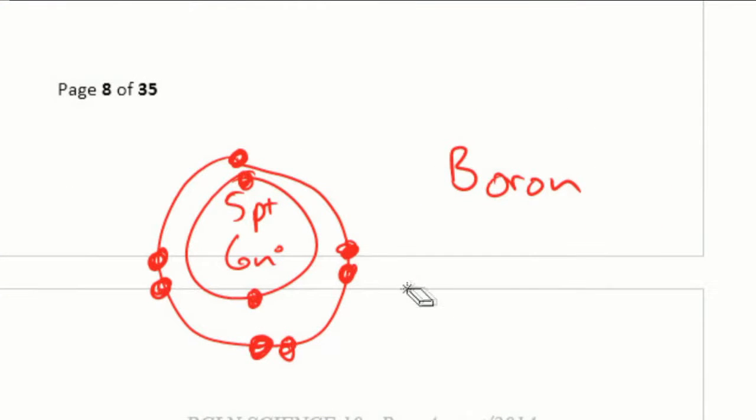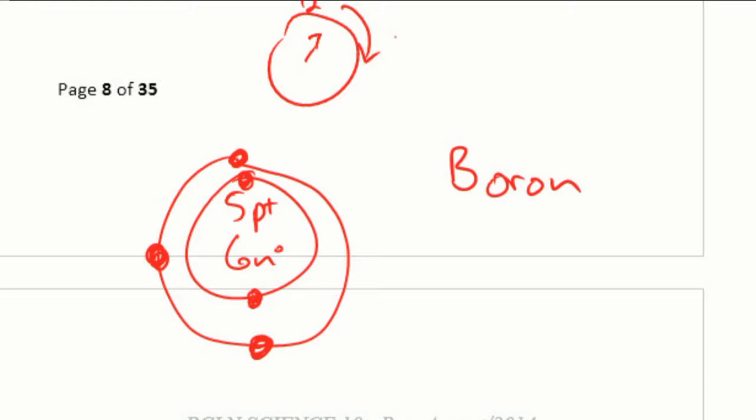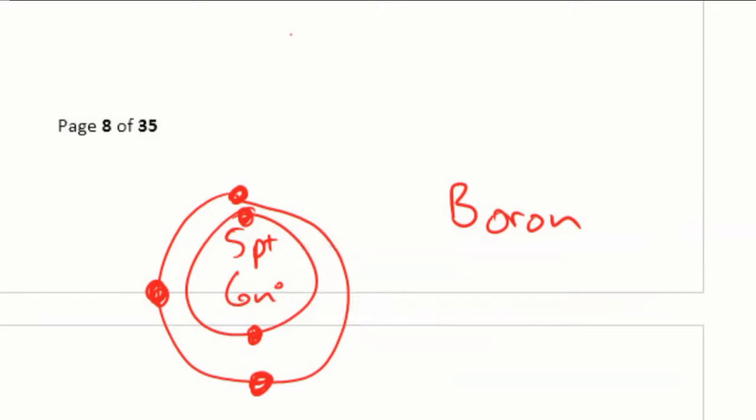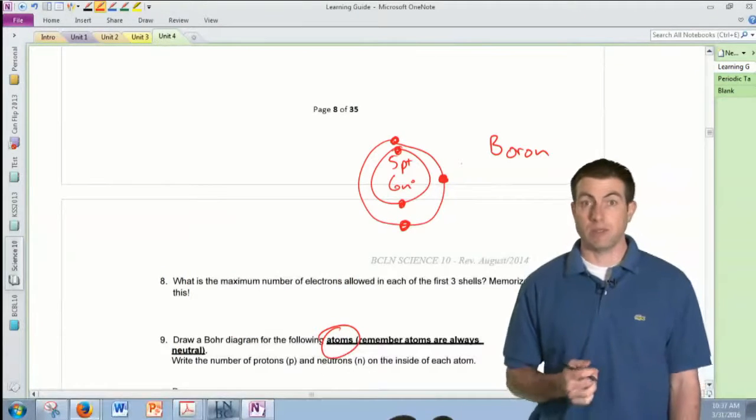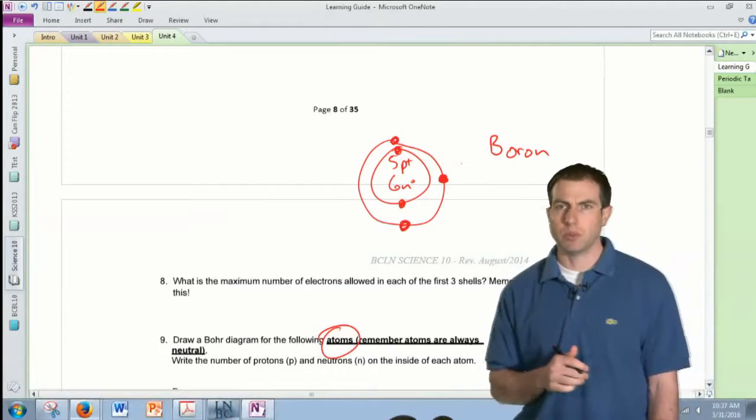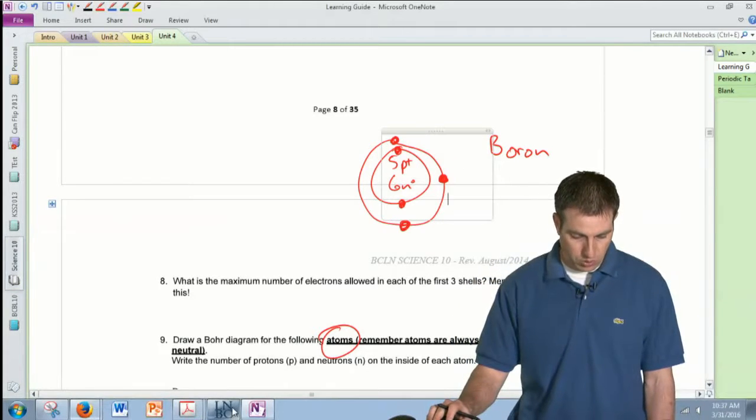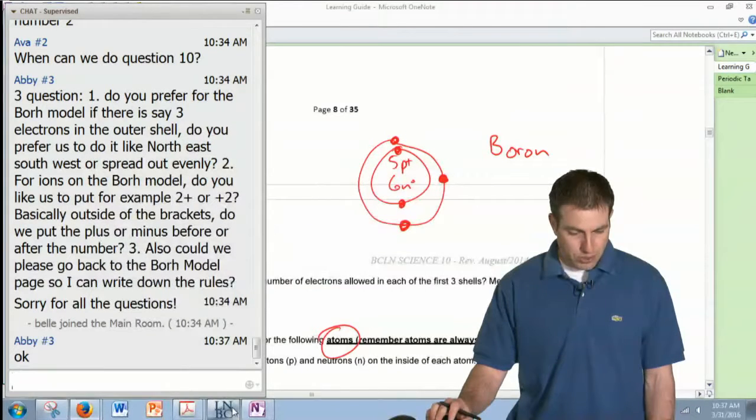Yeah, it's a great question. Just rate them as, there you go. Go like north, then east, then west. If you put it north and east and south, sorry, if you put it on this side, that's fine as well. When I'm thinking kind of like a clock, I start at 12 and go that way, it's just kind of habit, I guess. There's no rule that says the electron has to be on the right side. You'll see these things drawn in all sorts of different ways. It doesn't matter where that electron ends up. So it's just preference. Try to be consistent with how you do it. Stick with it. That way you'll make fewer mistakes. So that was the first of several questions. 2, for ions in the Bohr model, do you like us to put, for example, 2 plus or plus 2?